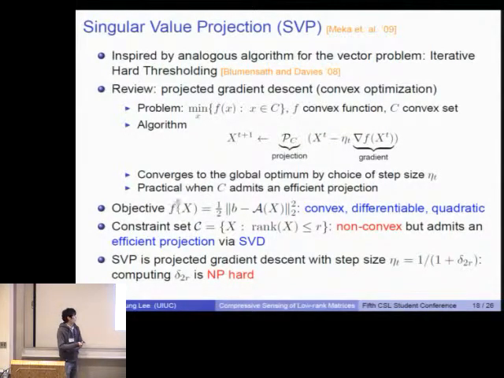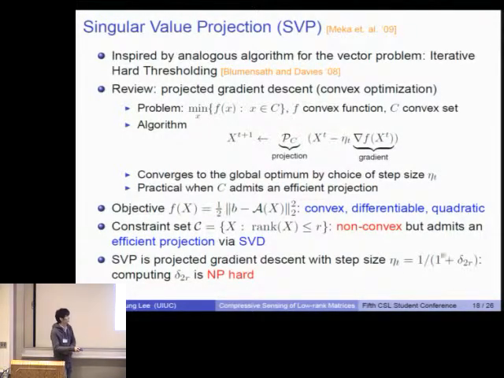So what was our objective? It is just a quadratic function that is convex and differentiable. It's a very nice function. How about the constraint? Unfortunately, it's not convex, but it still admits an efficient projection by singular value decomposition. That's the idea. Although the problem does not satisfy one of the important properties, we can proceed anyway using the same algorithm. Singular value projection is just projected gradient descent with step size eta equal to 1 over 1 plus delta.